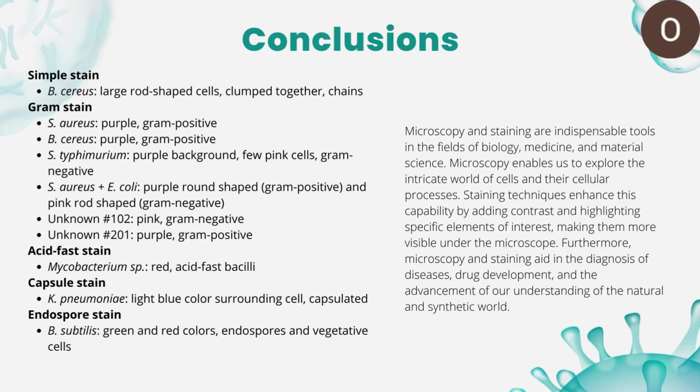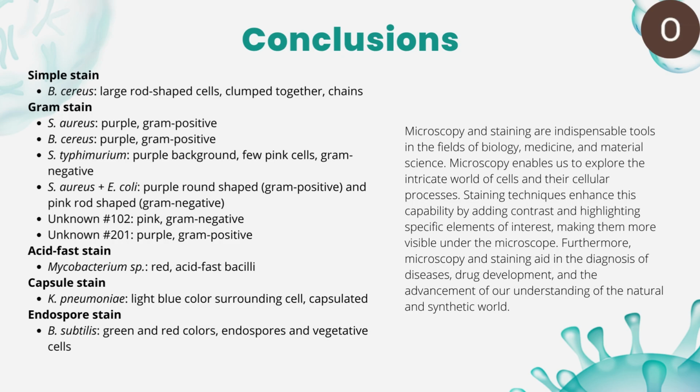The mixed culture showed gram positive and gram negative: gram positive for the S. aureus cells and gram negative for the E. coli cells. The unknown 102 was gram negative and the unknown 201 was gram positive. For the acid fast stain, which tells us also about the cell walls, whether they're resistant to decolorization by acids, if they appear red, that means they're acid fast, and if they appear blue, that means they're non-acid fast bacteria. For the Mycobacterium sp., they appeared red, meaning they were acid-fast bacilli.